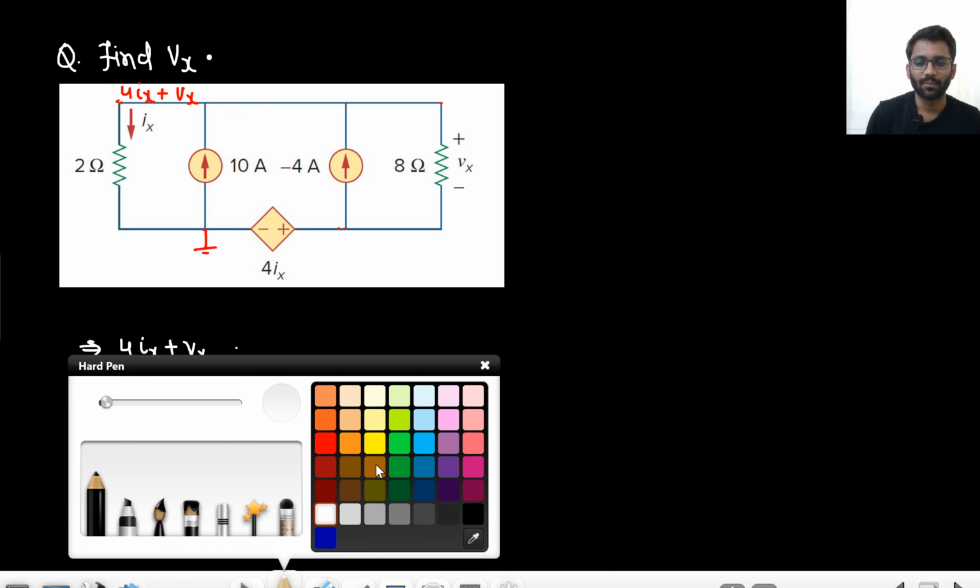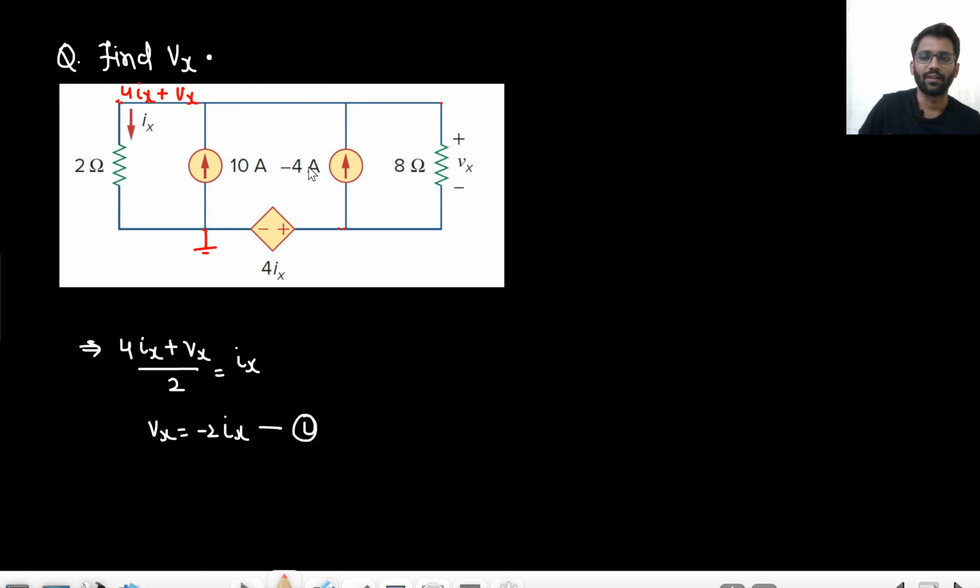Now I need to write more equations. So how can I write? Look, minus 4 ampere current is going upward. That means 4 ampere current is going downward, right? This 4 ampere current is going downward. And what is the current in this branch? Can you tell? In this branch, what is the current? Vx by 8. How did I tell? Across 8 ohm, there is Vx voltage drop. So current here is Vx by 8.